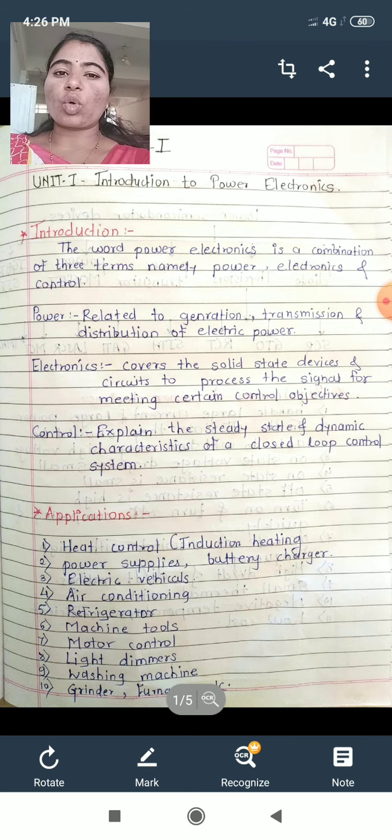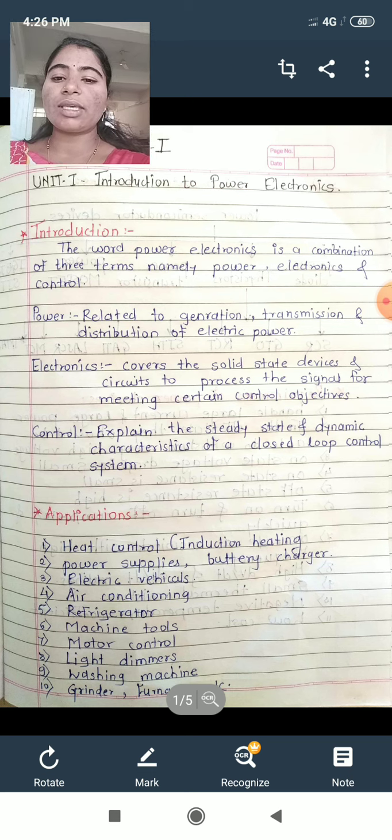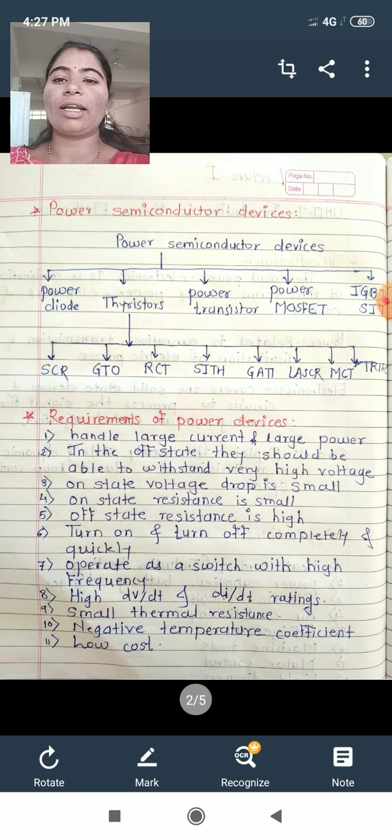Before studying power electronics, we should know why we study this. In short, we should know the applications of power electronics. See, the common applications: power electronics is used in heat control, then power supplies, and we can say it is used in battery chargers also. Next is electric vehicle, next is air conditioning. Likewise, refrigerator, machine tool, motor control, light dimmer, washing machine, grinder, furnace, etc. There are so many applications of power electronics.